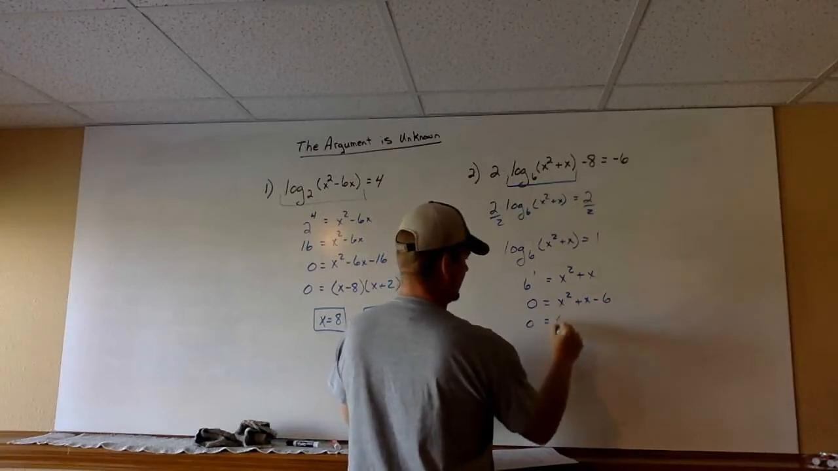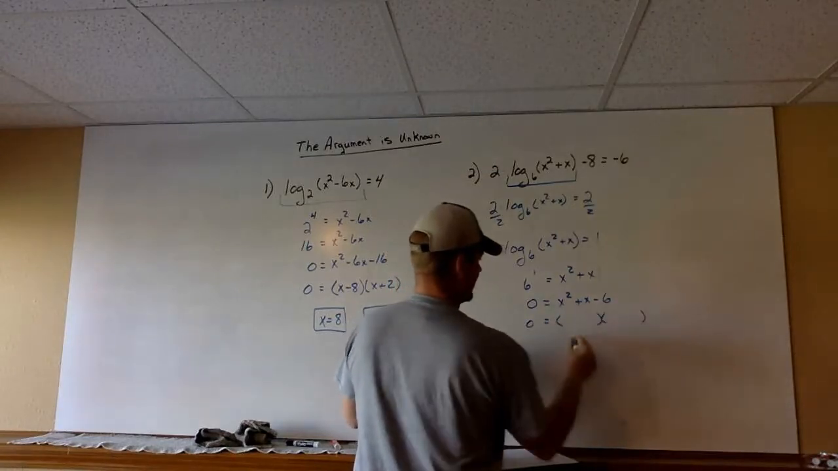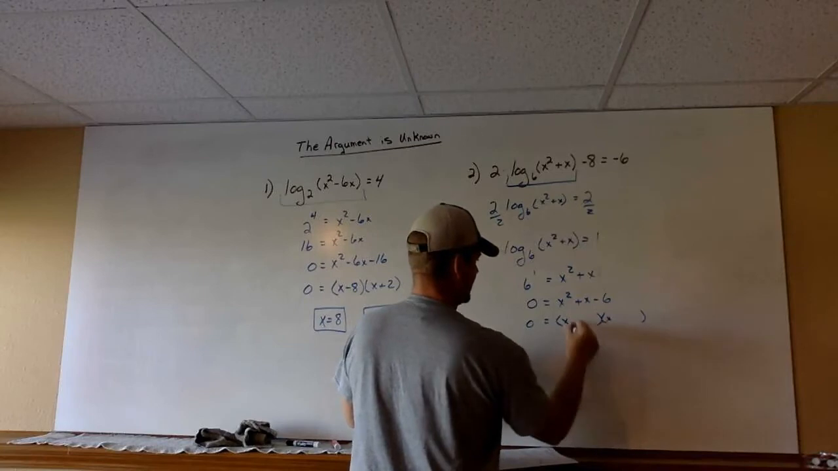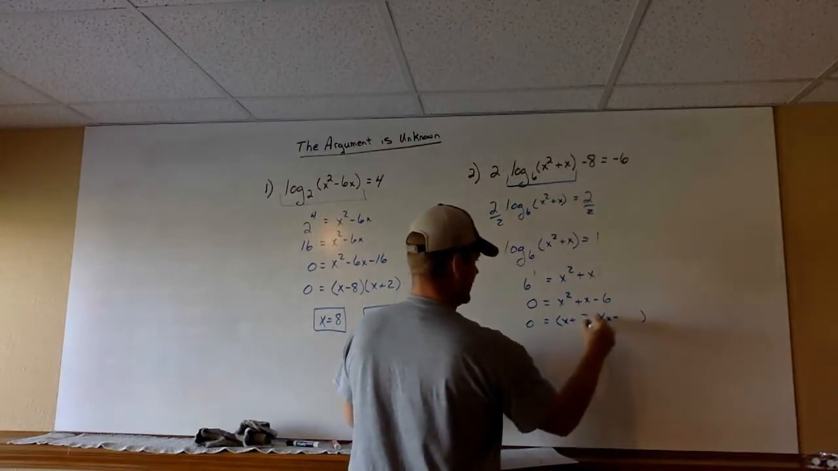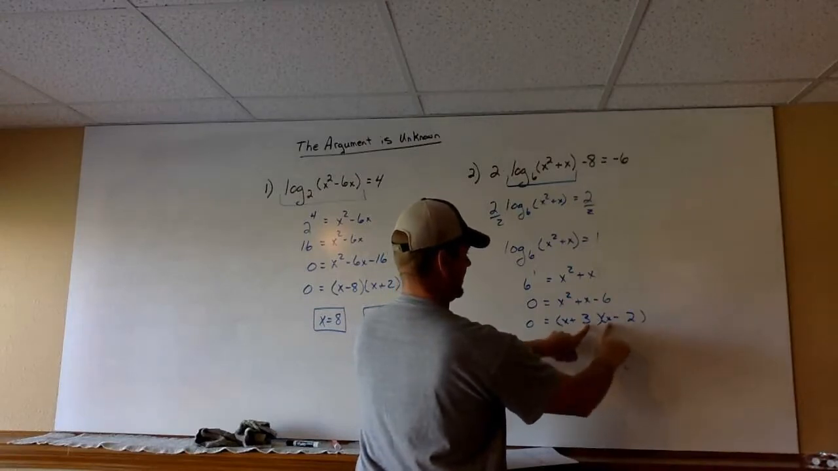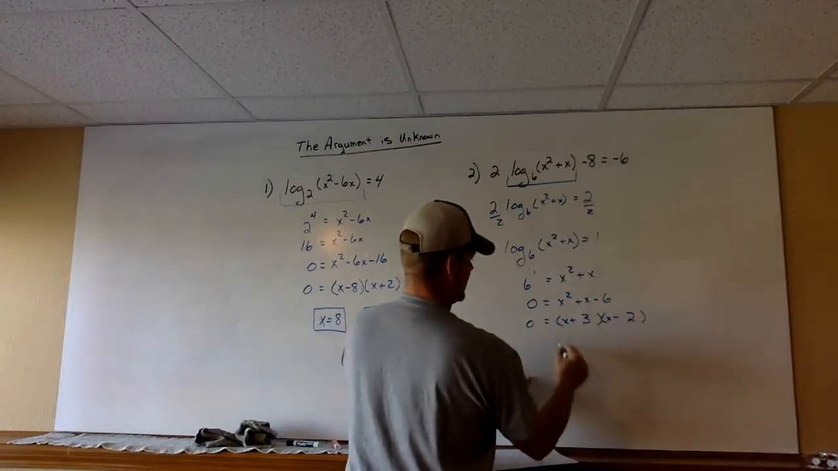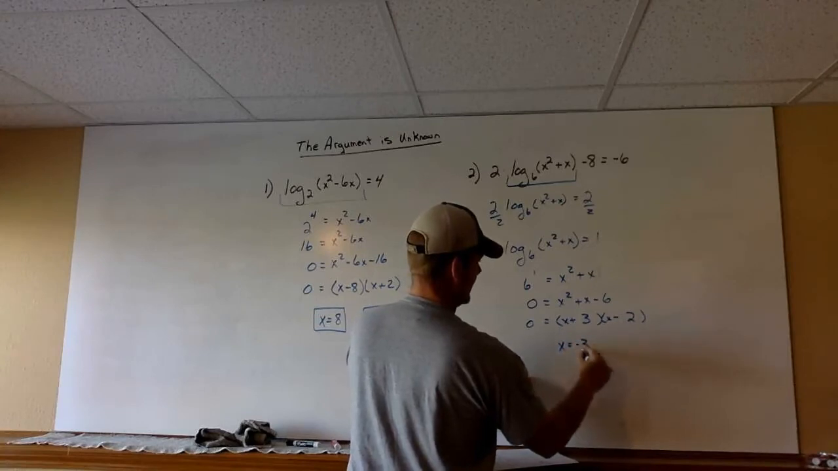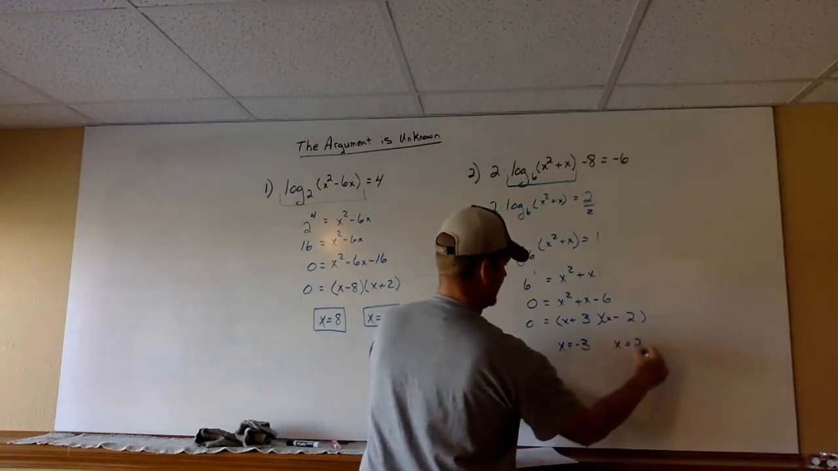Does that one factor? Why, it most certainly does. x, one's plus, one's minus, more positives than negatives, x squared minus 6, I got 3 minus 2 for 1. So x must equal negative 3, and x must equal 2.